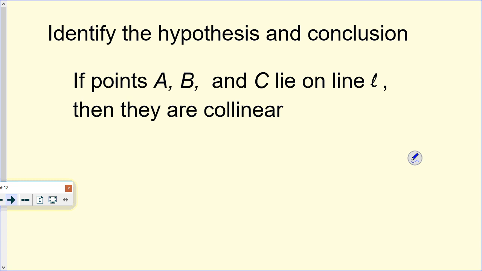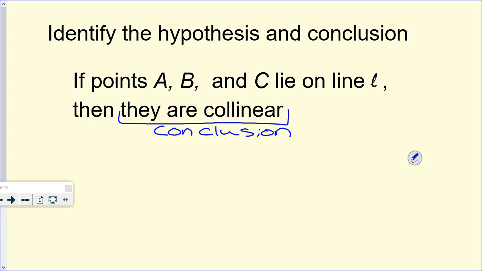They are collinear. They are collinear is my conclusion. That's what's going to happen at the end. That's going to be our result. What is the hypothesis, the conditions? What has to happen first in order for me to define it as collinear? Parker? Well, what word don't we include?